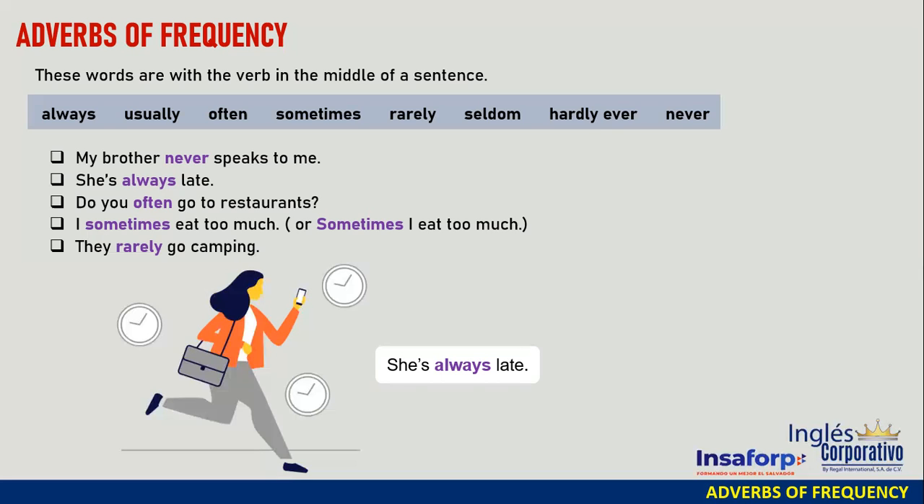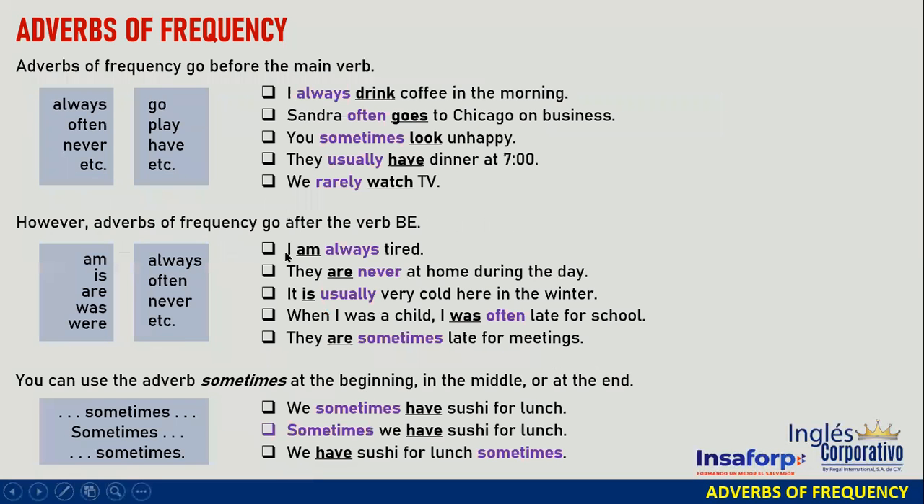Entonces vamos a pasar aquí. Hagamos este ejercicio juntos, ¿ok? Ah, bueno, primero veamos esta información y luego hacemos los ejercicios. Vaya, adverbs of frequency go before the main verb. Los adverbios de frecuencia van antes del verbo principal. I always drink coffee in the morning. Sandra often goes to Chicago on business. You sometimes look unhappy. They usually have dinner at 7. And we rarely watch TV. ¿Ok? Si usted se fija, los adverbios de frecuencia siempre van a ir antes del verbo principal.